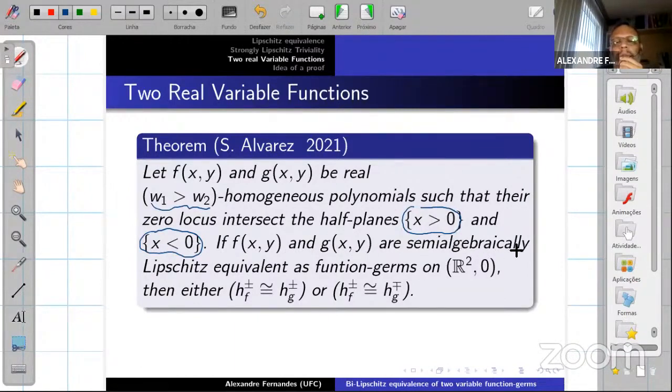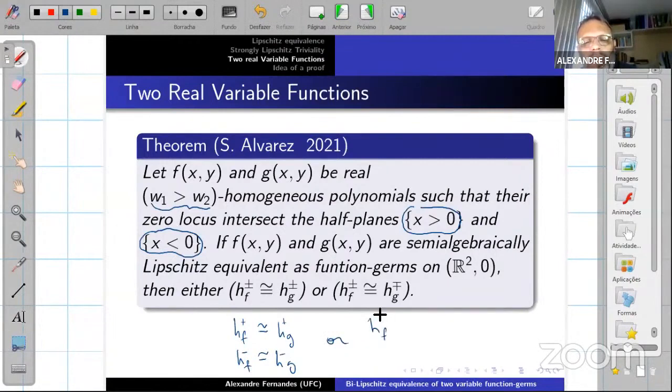If f and g are semi-algebraically Lipschitz equivalent as function germs on the whole plane, then either the right height function of f is analytically conjugated to the right height function of g, and this means the left one is equivalent to the left one, or the right height function of f is conjugated to the left height function of g, and the left height function of f is equivalent to the right.